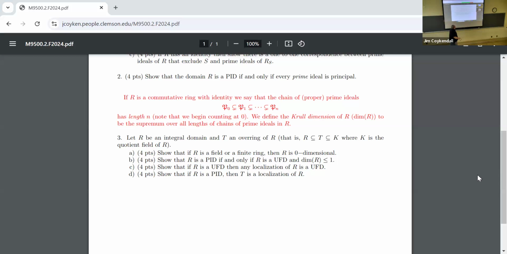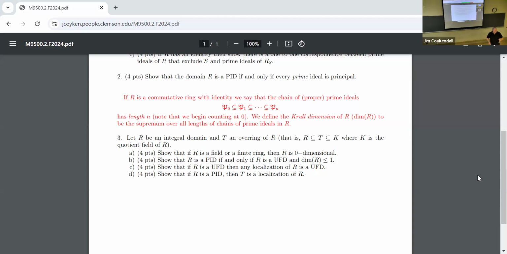We define the Krull dimension of R, sometimes written as dim R, to be the supremum over all lengths of chains of prime ideals. So if you look at your ring, you look at all possible chains, its supremum is the Krull dimension. So Krull dimension is basically how high you can stack your prime ideals, loosely speaking.